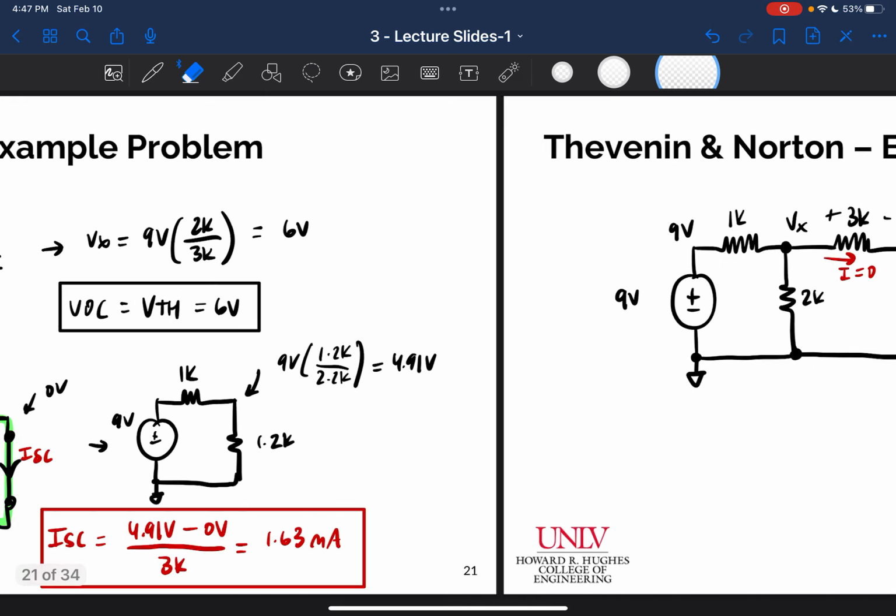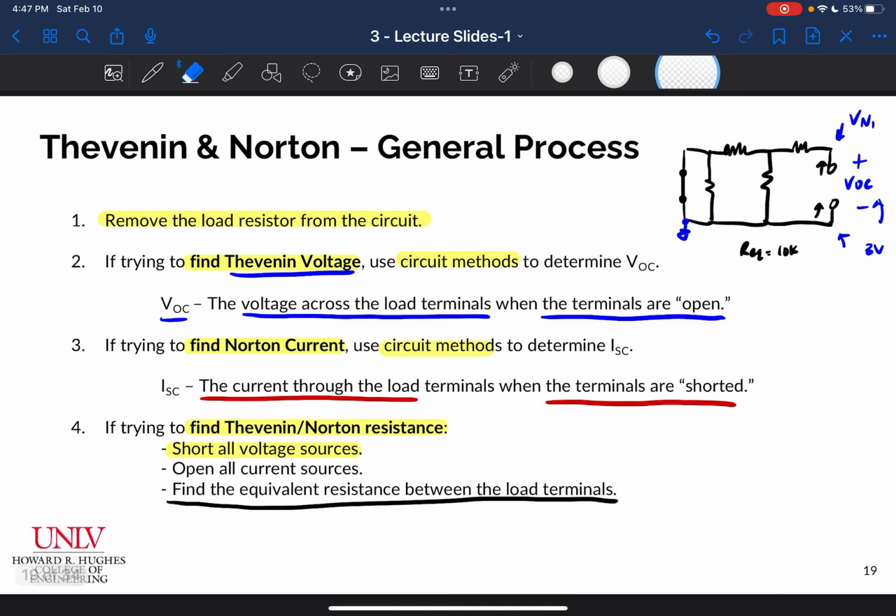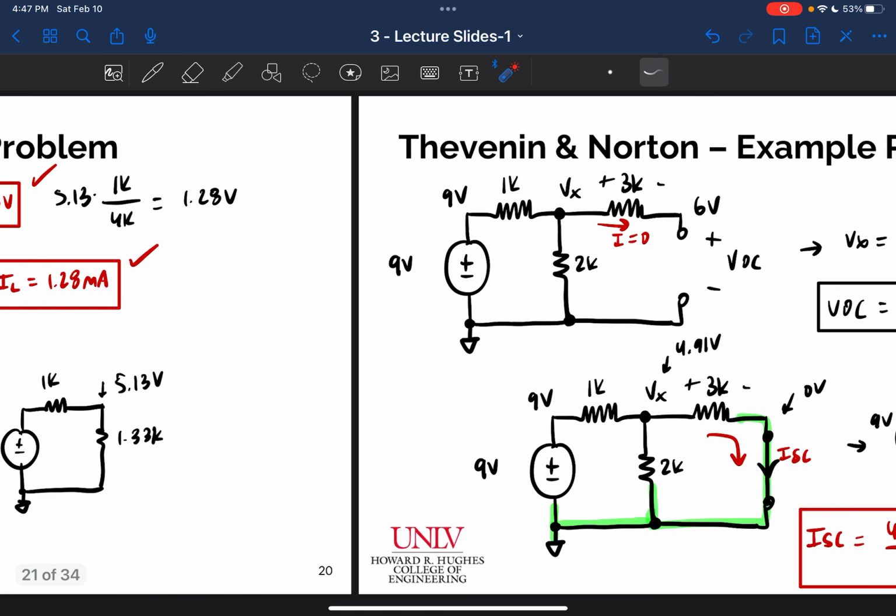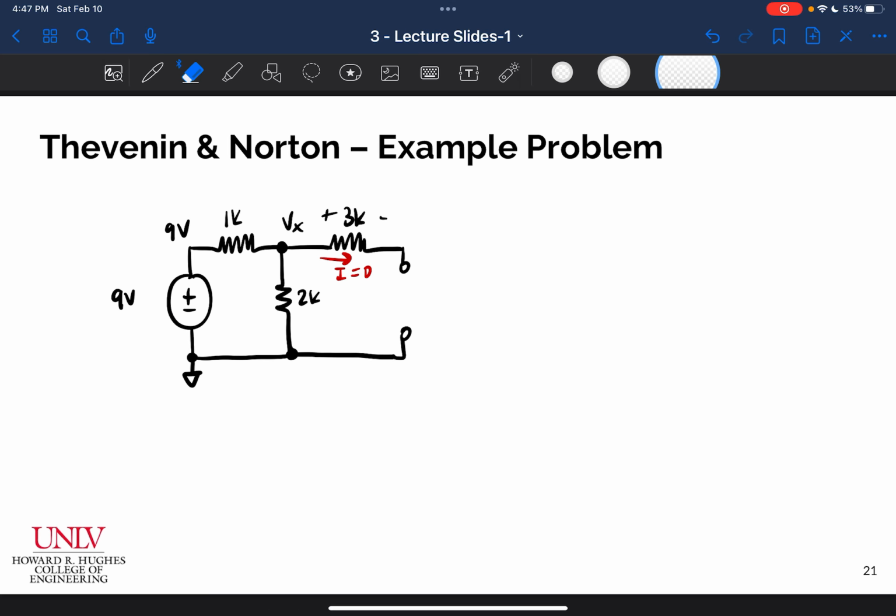So the first step there is we need to short all voltage sources and open all current sources. Well, we don't have any current sources, so we're just going to short our voltage source, and then we want to find the equivalent resistance between the load terminals. Okay, so let's go ahead and short. Let me get rid of this and this. Oh, not that, just this. And we are going to short our voltage source.